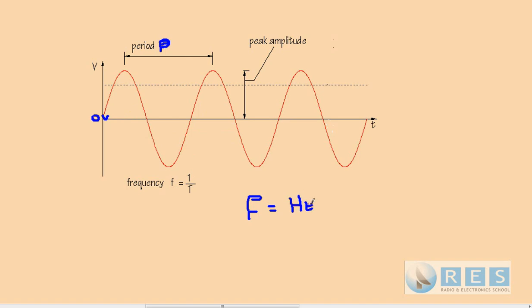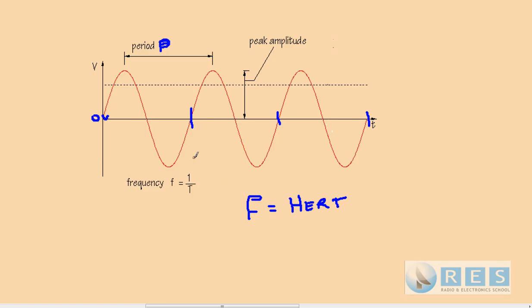The two things you need to know about for sine waves is their frequency, which is the number of cycles per second. But see how many cycles we've got here. That's one cycle. That's 2 cycles. That's 3 cycles. So we've got 3 cycles here. If the time from here to here was 1 second, we would have 3 hertz. 3 cycles per second would be 3 hertz.